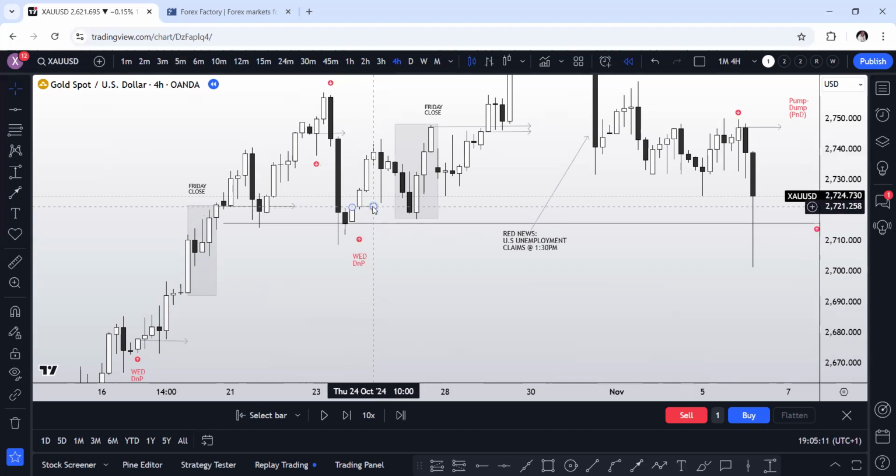And you can see that the market comes back into it. This is a price gap. A dump, a pump into this price gap. Then we have Thursday, we close here. Yeah, Thursday closes here.